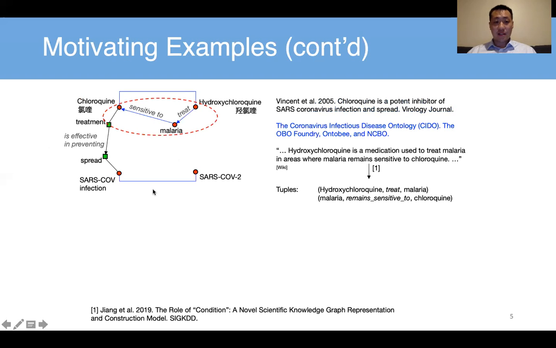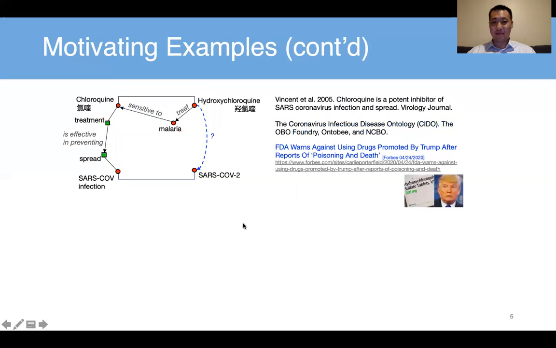And then, because hydroxychloroquine can treat malaria, which was sensitive to chloroquine, and also SARS-CoV-2 is probably in the same family as SARS-CoV, then we may have, not us, but the President of the United States had maybe a hypothesis that hydroxychloroquine could be effective for curing SARS-CoV-2.